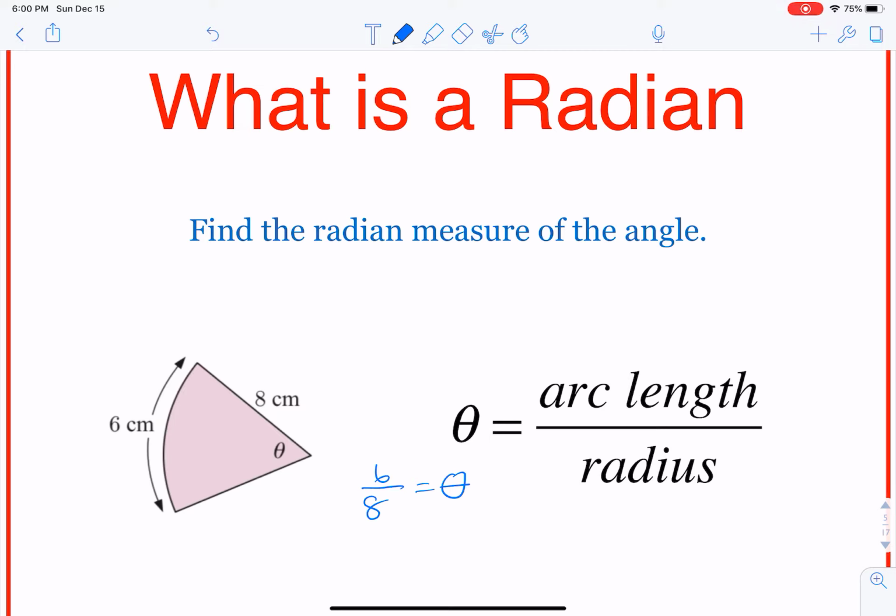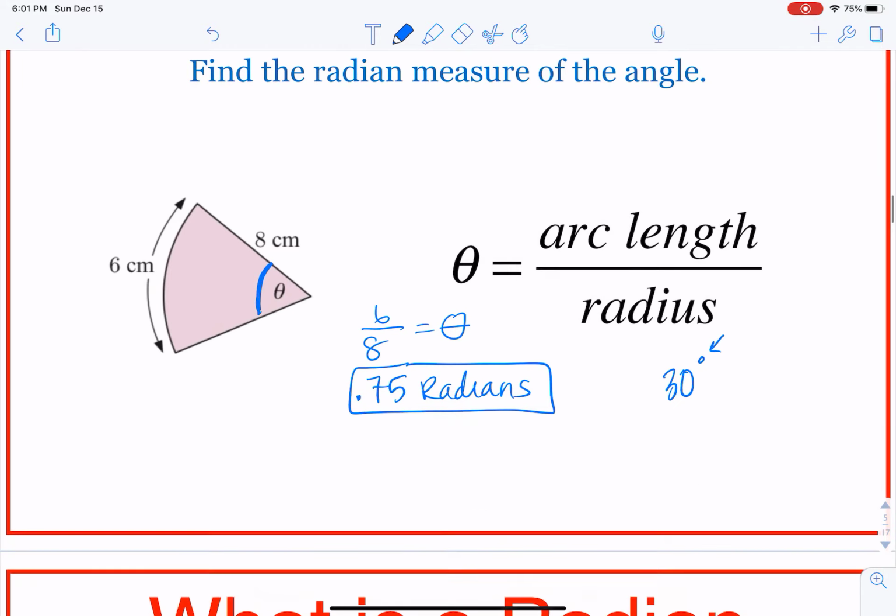Like when working with degrees, we will often say 30 degrees, and we'll denote it with the degree symbol. Here we don't use any sort of formal label; we call them radians. So here I could say that this is 6 divided by 8 radians. We could call this 0.75 radians. So this measure right here is 3/4 of 1 radian.